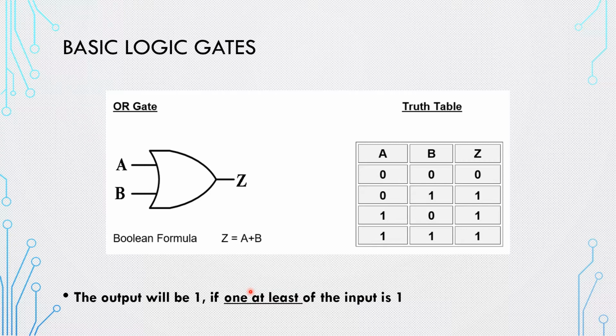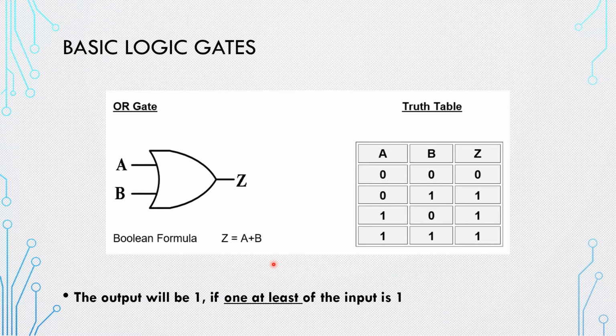We do logic operations, and the summation is close to the OR operation. What do you mean by OR? If one of the inputs is 1, then the output is 1. I don't care about the other. If one of the inputs is 1, it's enough for me to say that the output is 1. And this is the symbol for it. Whenever you see this symbol, we know that this is OR.